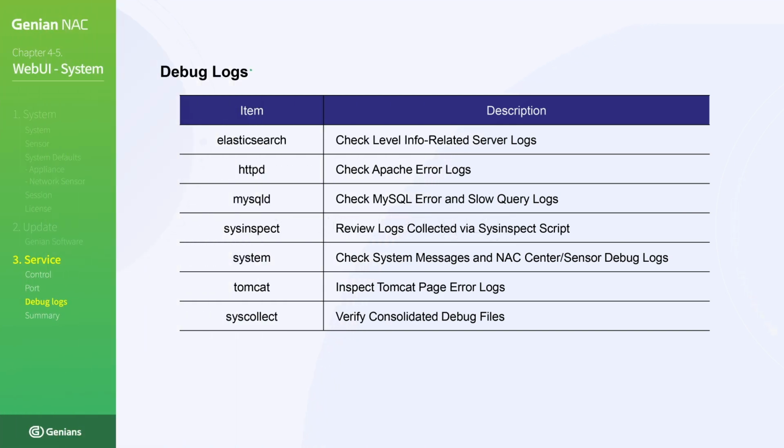The Debug Log section provides the ability to view debug logs in real time or download them for analysis purposes. Available debug logs include Elasticsearch, HTTPD, MySQLD, sysinspect, System, Tomcat. The syscollect log allows you to view a consolidated file of all debug logs when generated through a CLI command.